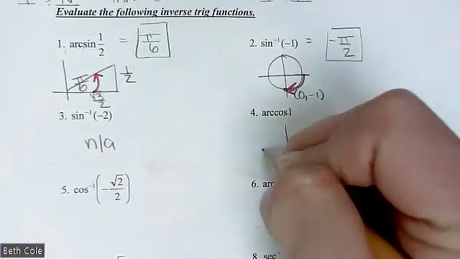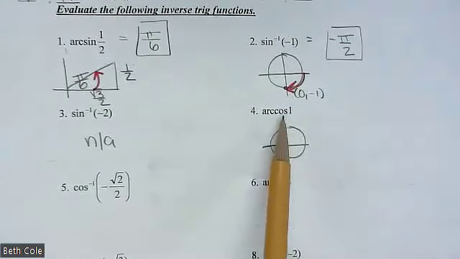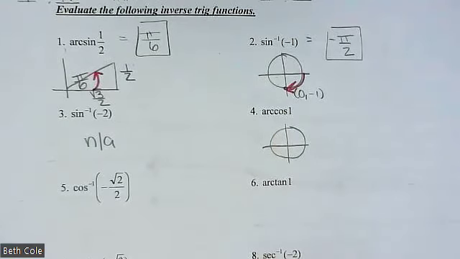All right, this one again is going to be a circle. I'm looking for a word like up, down, left, or right. Cosine, though, is the x coordinate. So where is the x coordinate 1?